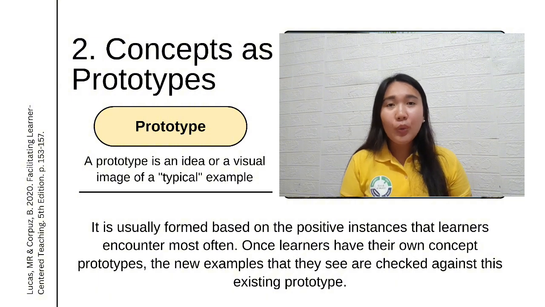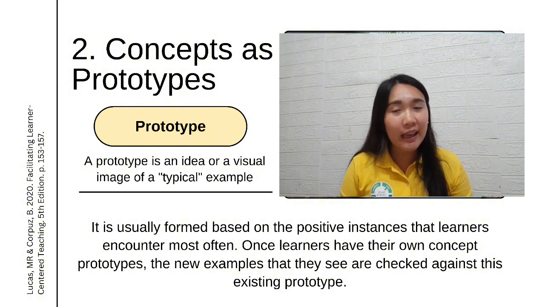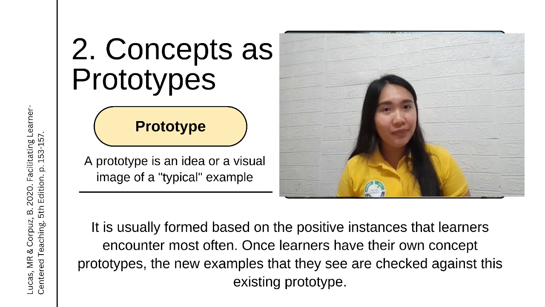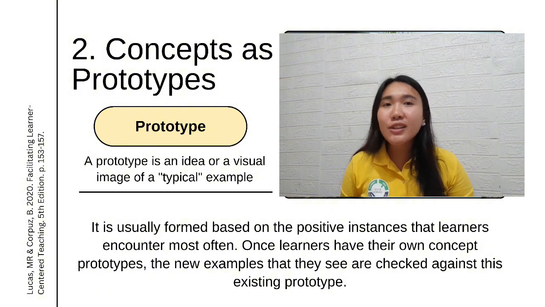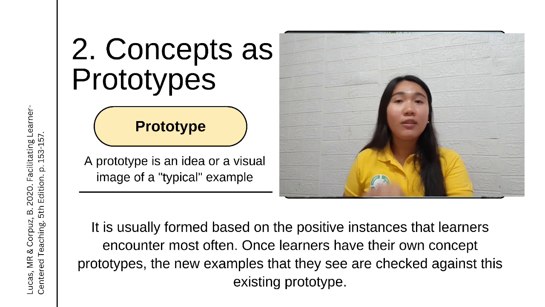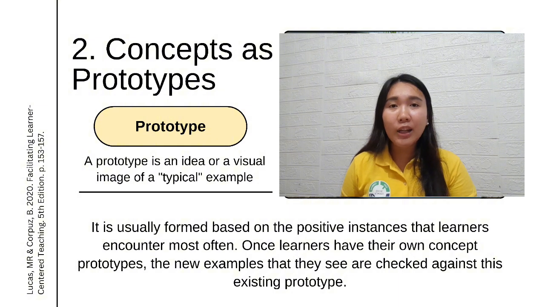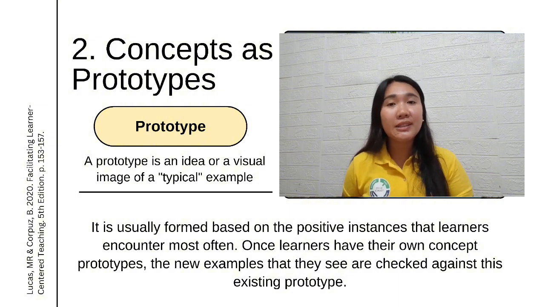When we encounter a new instance, we compare it to our existing prototype, right? If it matches closely enough, we categorize it as belonging to that concept. So, a new instance might not perfectly match our prototype, but it could still be close enough to be considered a member of the concept.